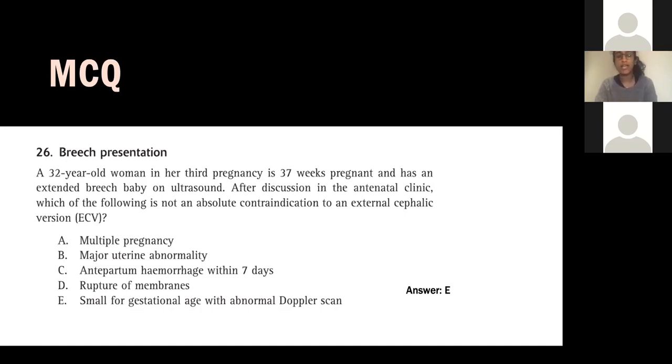With rupture of membranes, often these women will have very little fluid because they would have a history of fluid leaking. So again, it would not be successful. That's another contraindication. Whereas small for gestational age with a normal Doppler scan is not necessarily an absolute contraindication. So the answer is E in this case. In all of these other options, you wouldn't really offer them an external cephalic version. Do you know when we would offer it for nulliparous and when we would offer it for multiparous women?